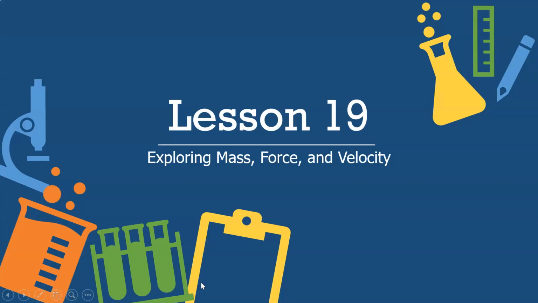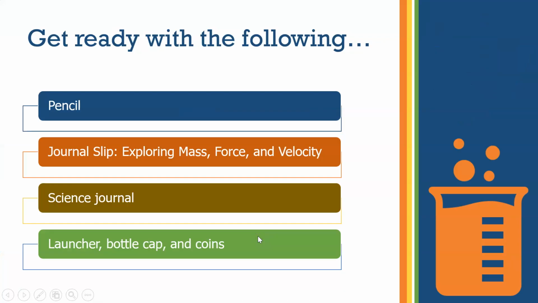Okay, what science lesson doesn't need a dramatic intro? It's lesson 19, and in a moment, you're going to see some additional evidence about the asteroid collection mission, and that's going to prompt us to investigate a bit further. You'll need a pencil, today's journal slip, your science journal, and some materials that you see on your screen.